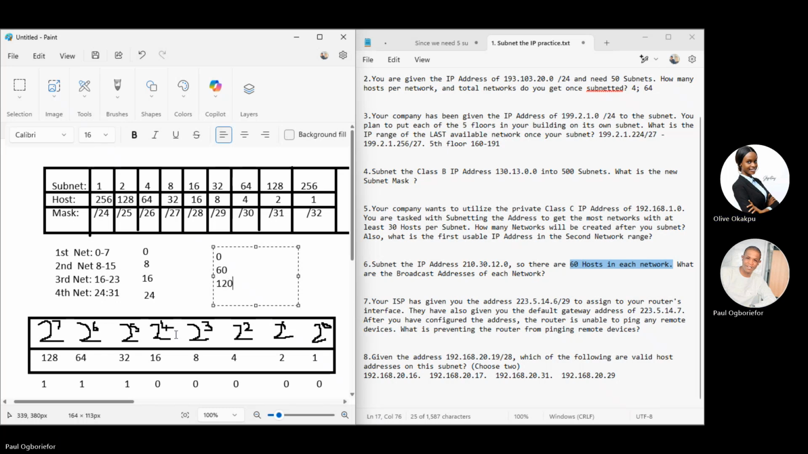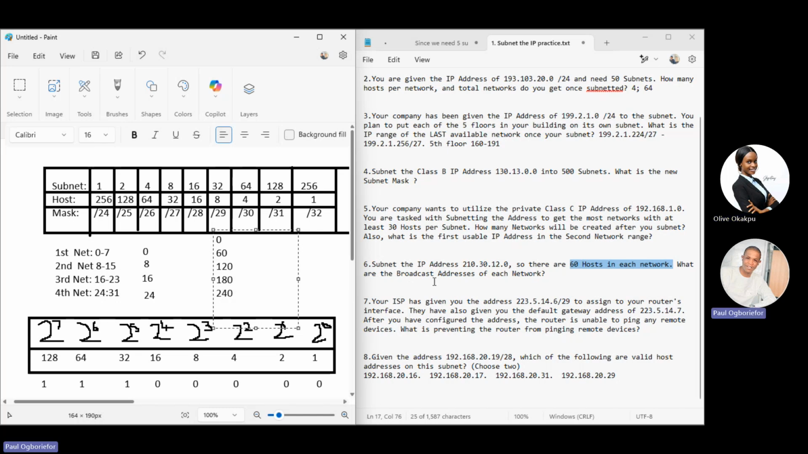120. The next one will start from 180. This can be a bit tricky, but let's go. Let's just do it, because we will not get exactly 256 from here. And then the next one will be 240. So something like that, 60.